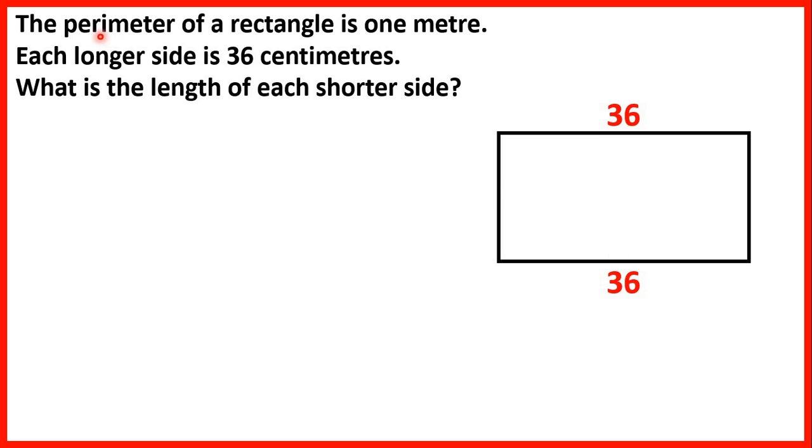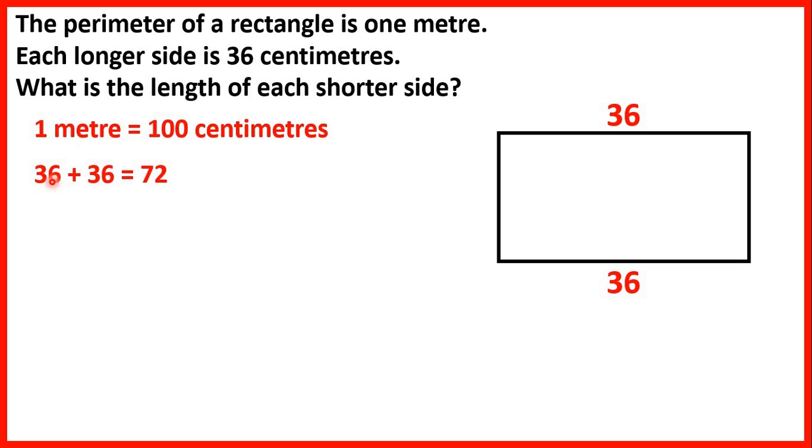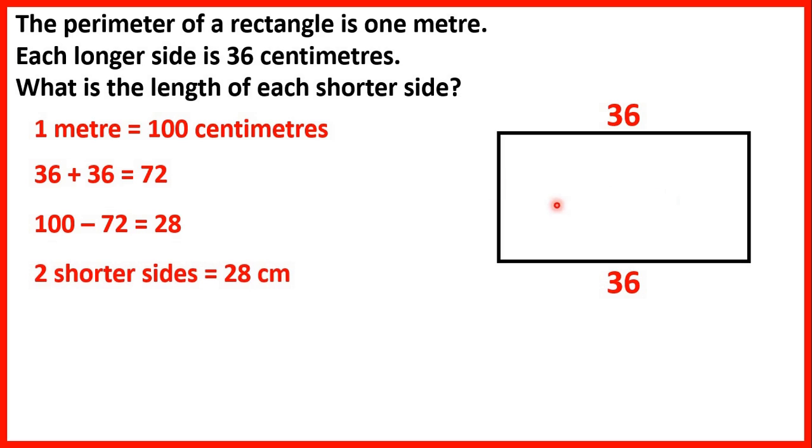To do that, we need to remember that the perimeter is the distance around the outside of the shape, and we know that 1 metre is the same as 100 centimetres. So 36 plus one shorter side plus 36 plus another shorter side will be 100. Now 36 plus 36 is 72. So these longer sides together are 72 centimetres. If we subtract that from 100, we know that the 2 shorter sides together will be 28 centimetres.